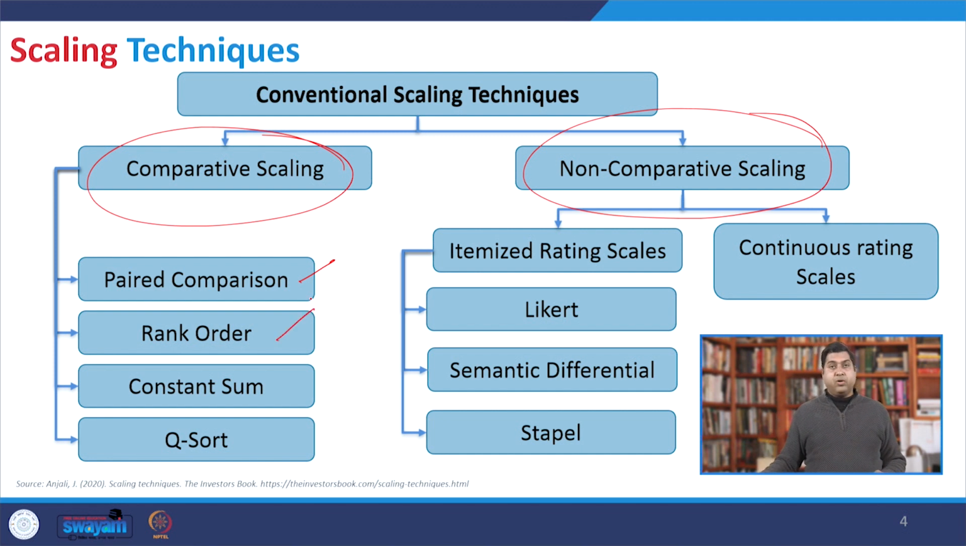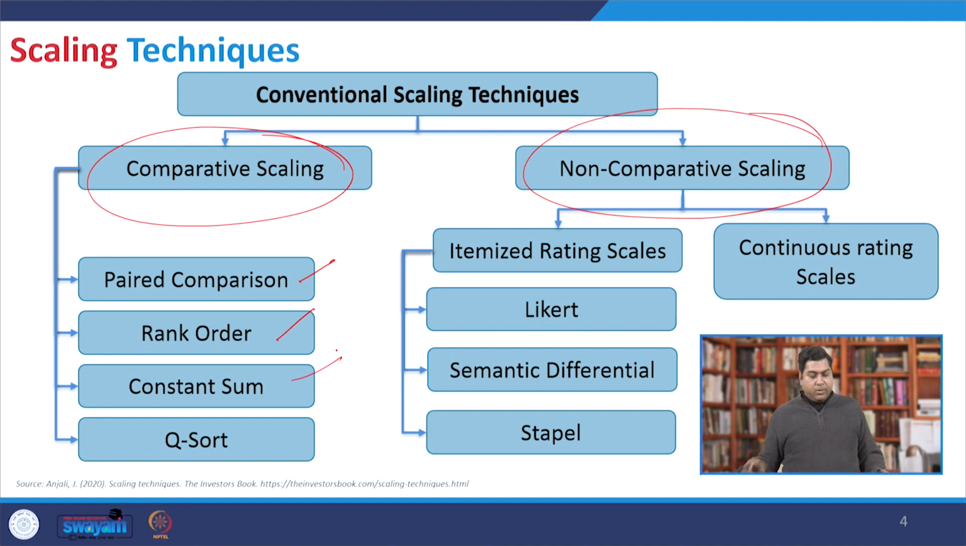Next is rank order, where we assign a rank, especially for ordinal data. Out of 5, I preferred this, so I give it rank 1, and for the option I least prefer, I can give 5, the last possible value.